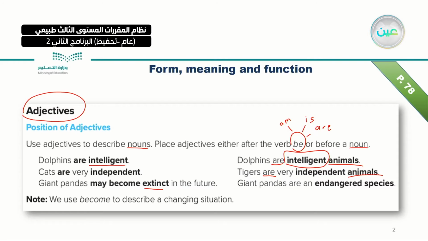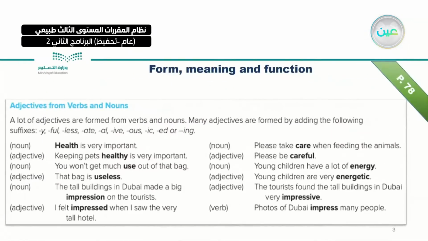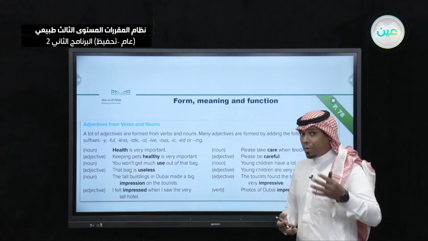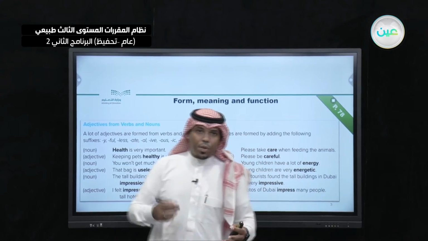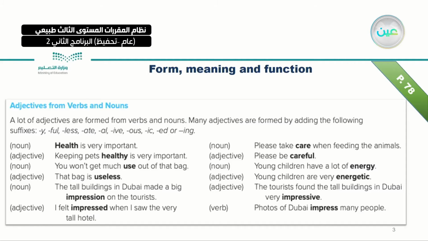Good. Now, let's see how we actually can form adjectives. When we talk about forming adjectives, we need to use suffixes. Do you remember the suffix we talked about? It is like words or letters added after a verb, or a noun sometimes. Why? Because adjectives are formed from verbs and nouns.